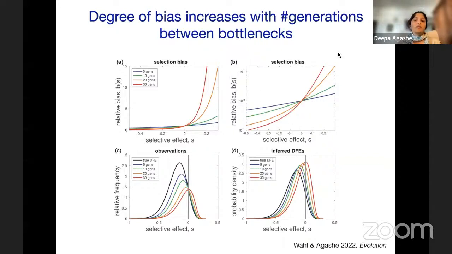And it's exactly the opposite of this, right? So there's a stronger effect. You're more likely to lose more deleterious mutations, and that effect is going to be stronger when you have many more generations to lose them effectively, right?